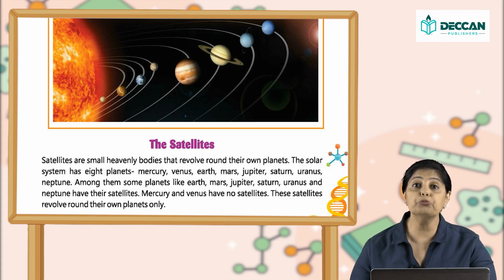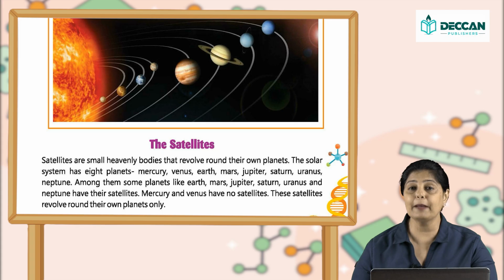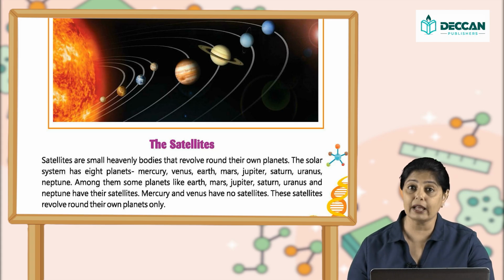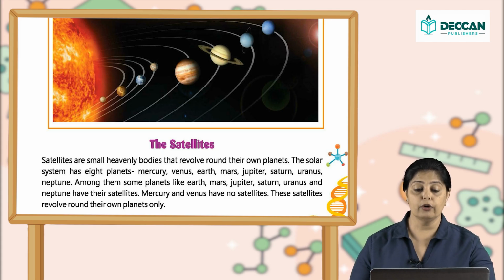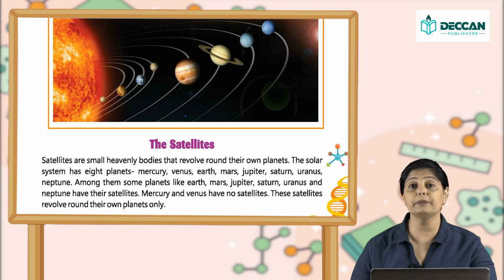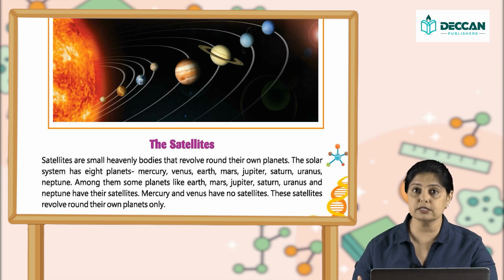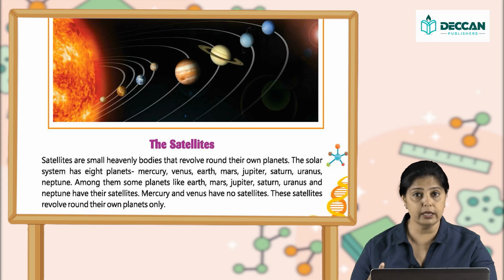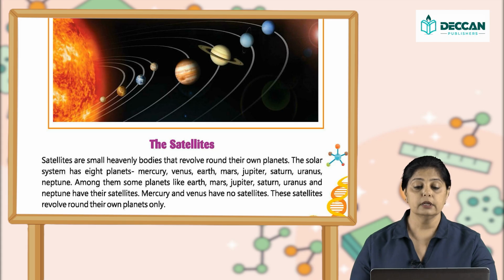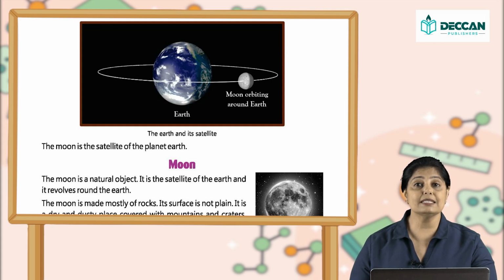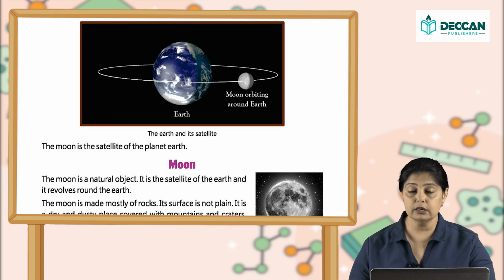They do not have any moons, perhaps because they are very close to the sun, and that is the reason why they do not have their own satellite. The satellites of the other planets revolve around their own planet. Like the moon: Earth has one moon, which is the satellite of Earth. It revolves around the Earth. The moon is the satellite of the planet Earth, and you will see in this picture that the moon is orbiting around the Earth.